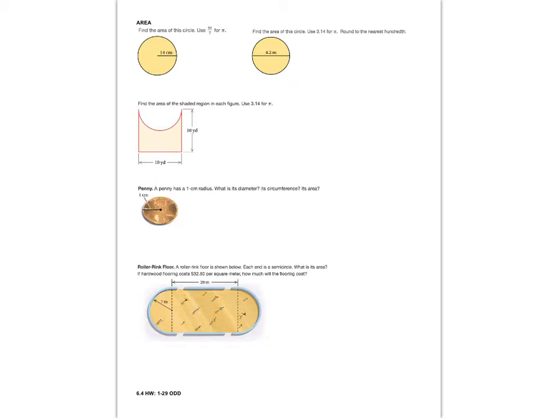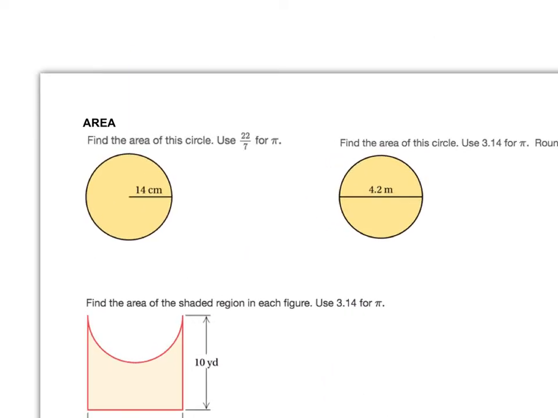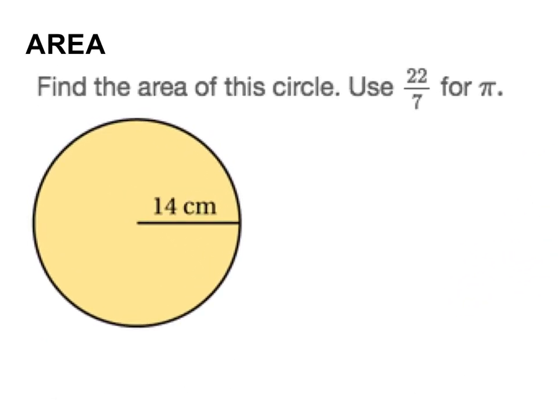On this page, what I want to do is calculate the area of these two circles real quick, and we're going to use 22/7 for pi. Let's write down what our formula is. Area is equal to pi times the radius squared. My radius is given to me by this length here, so my radius is equal to 14 centimeters. So I'm just going to plug in 14 centimeters.